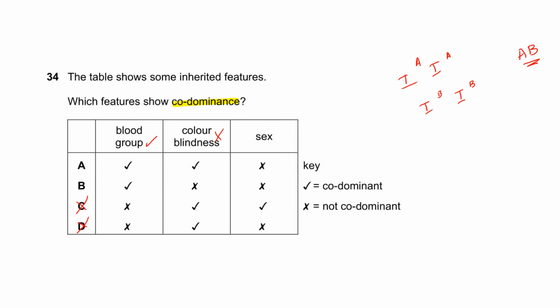Color blindness does not show codominance because, let's say, a female with normal vision and a male that's colorblind, you end up getting a heterozygous organism that is a carrier for the recessive gene. So for example, a female with that genotype is not colorblind, but she is a carrier for color blindness. They won't co-dominate and both have an effect. The organism will just be a carrier, and it's the same with sex. They can't co-dominate, so the answer is B.